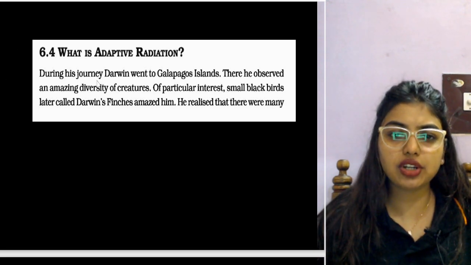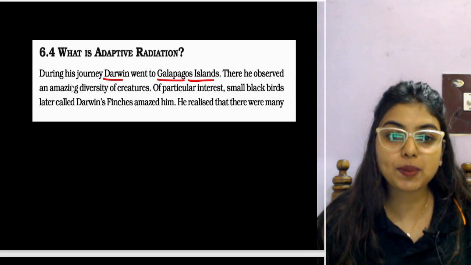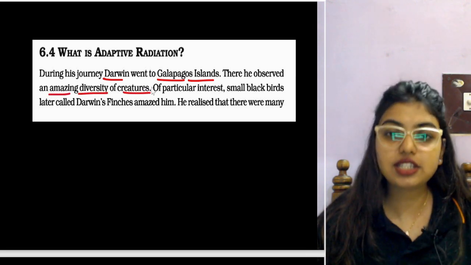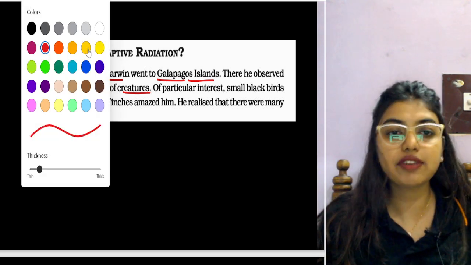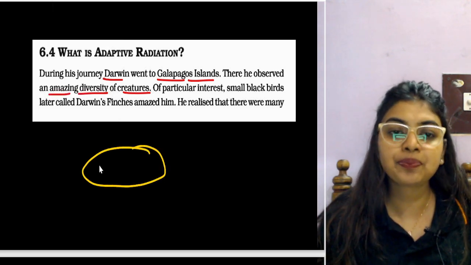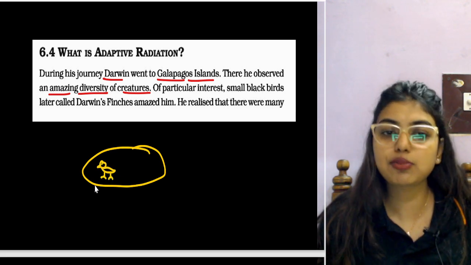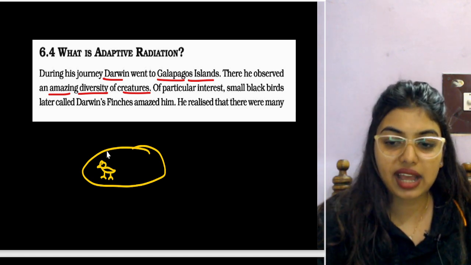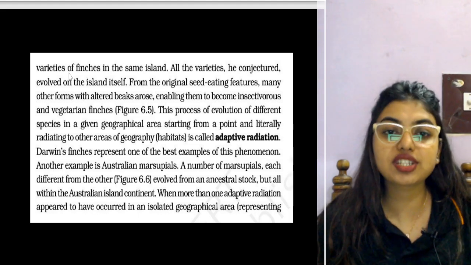So during this journey, Darwin went to Galapagos Island. There he observed an amazing diversity of creatures, of particular interest, small blackbirds, later called Darwin's finches. So students, let's say this is Galapagos Island, he noticed small finches with small beaks. Then he really got amazed by the fact that he realized that there were many varieties of finches in the same island.